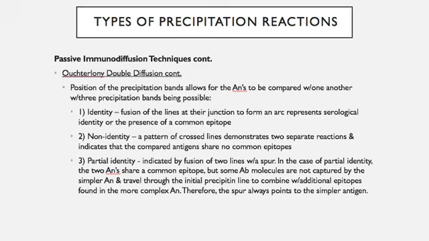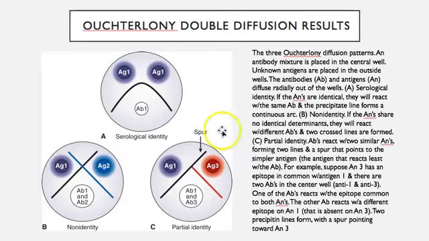So in the case of partial identity, you've got the 2 antigens that share a common epitope, but some antibody molecules are not captured by the simpler antigen, so they're going to continue to travel on through the initial precipitation line to combine with additional epitopes found in the more complex antigen. So because of that, the spur always points to the simpler antigen. And this is what those 3 different reactions would look like. So this is what they're calling the spur in the case of partial identity.